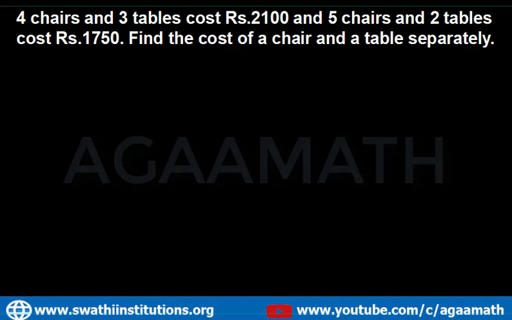Okay, let us see this question. 4 chairs and 3 tables cost rupees 2100 and 5 chairs and 2 tables cost rupees 1750. So find the cost of a chair and a table separately. Let us see how we find the cost of a chair and table separately.